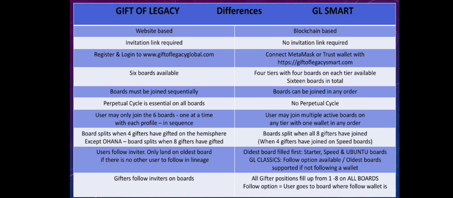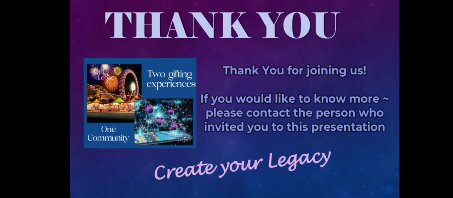In Gift of Legacy, gifters follow their inviters onto the boards and will always land on the same hemisphere as their inviter. In GL Smart, all the gifter positions fill up sequentially from gifter number 1 to gifter number 8, and this applies to all boards. When you are following a wallet, you will land on the next available gifter position on the board. You follow a wallet by joining their board, but you do not necessarily land on the same hemisphere as the wallet that you are following.